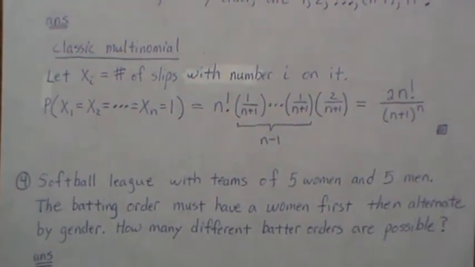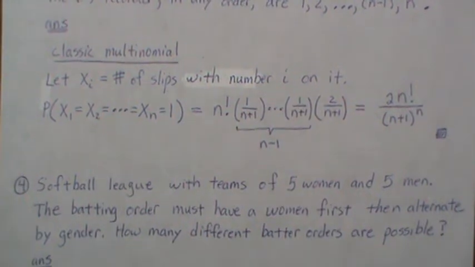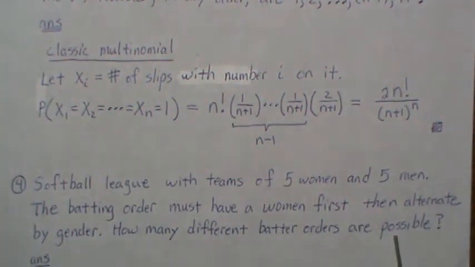The last problem, number 4, we have a softball league with teams of 5 women and 5 men. The batting order must have a woman first and then alternate by gender. How many different batting orders are possible?